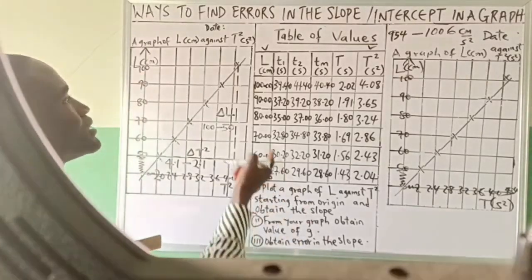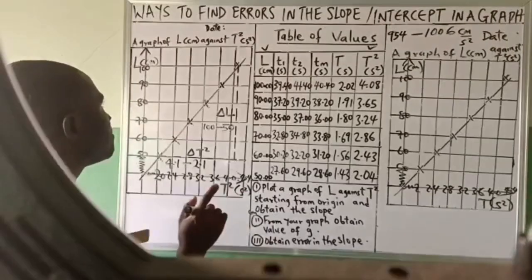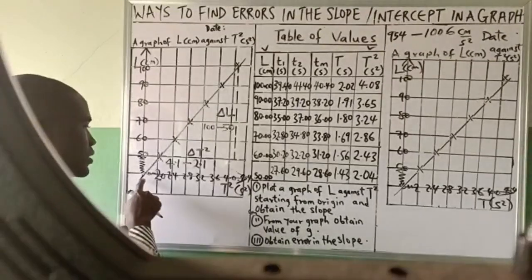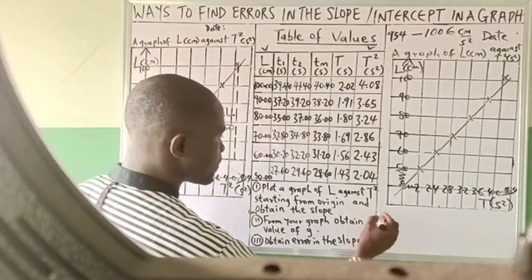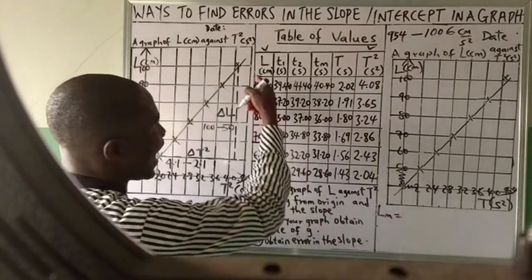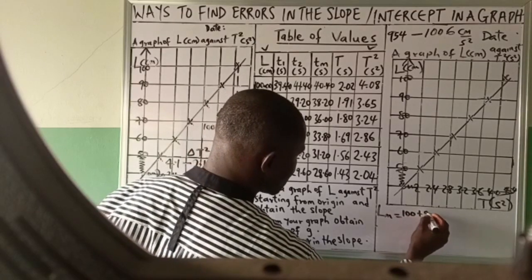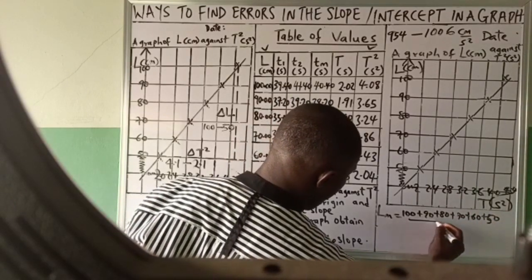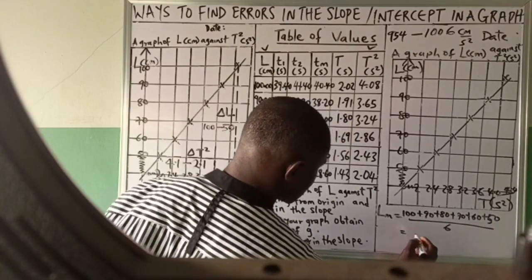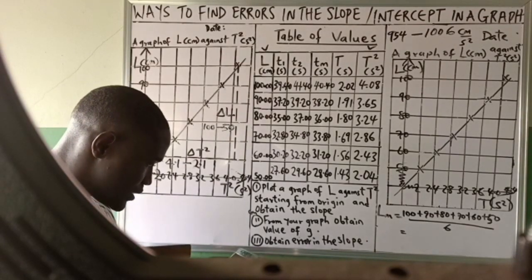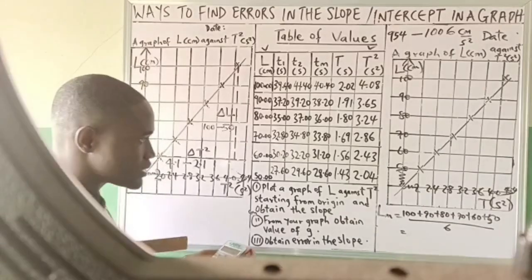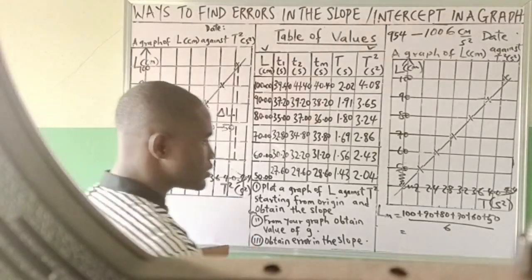Before we see how to make use of best fit and worst fit, it is important to note that the line of best fit is meant to pass through the mean of the vertical points plotted and the mean of the horizontal points plotted. See what I mean? For the mean of L, L mean is equal to 100 plus 90 plus 80 plus 70 plus 60 plus 50, all over 6. That is 1, 2, 3, 4, 5, 6, divided by 6.